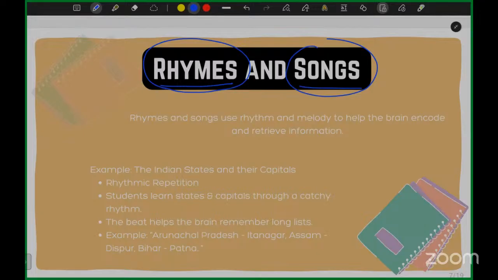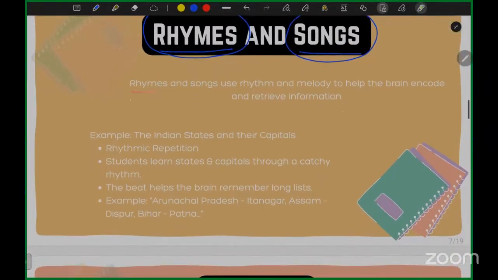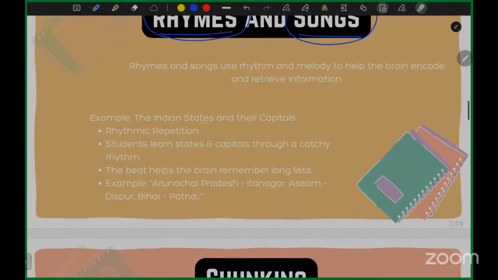So through this method also you can easily attract the students, and you can easily relate the students with a song, and you can easily teach. So it is the third part, which is called rhymes and songs. It means rhymes and songs use rhythm and melody to help the brain encode and retrieve information. This is a very effective method with which you can grasp the students' attention very fast. The example I have given here is the Indian states and their capitals. This is a very common example which we used to learn in our school days.